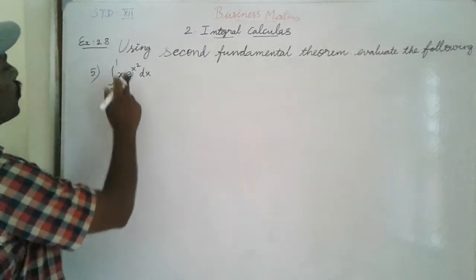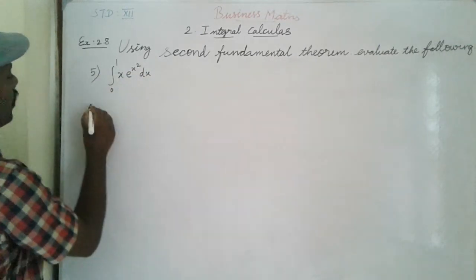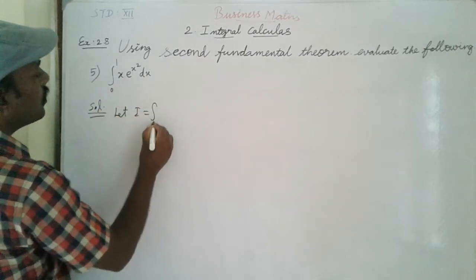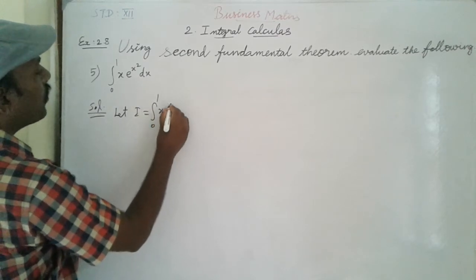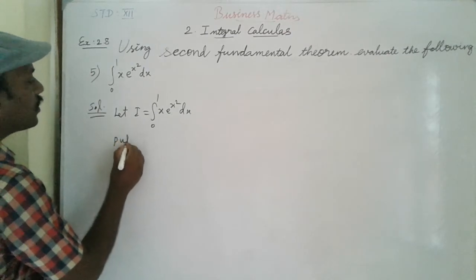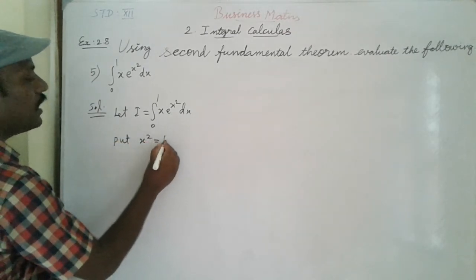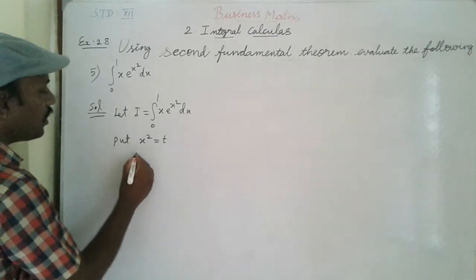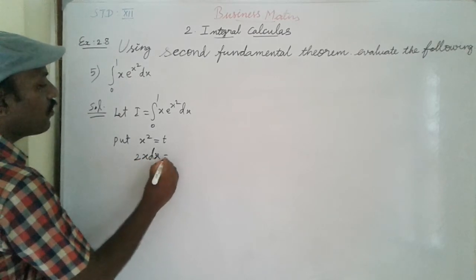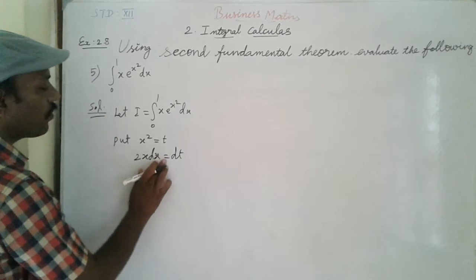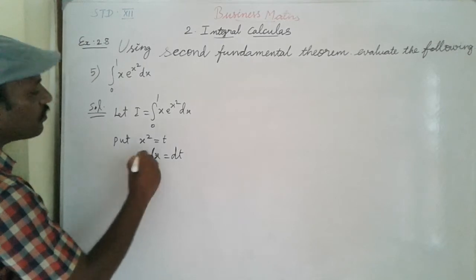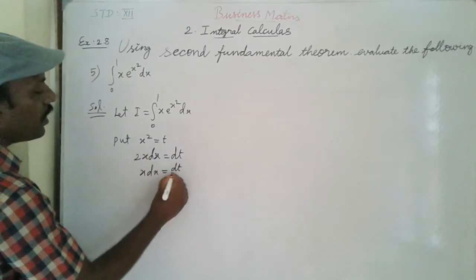Fifth sum: integral 0 to 1 x e power x square dx. Solution: let I equal integral 0 to 1 x e power x square dx. Put x square equal to t. Differentiating, x square gives 2x, so 2x dx equals dt. Then x dx equals a constant, taking it to the right hand side, dt divided by 2.